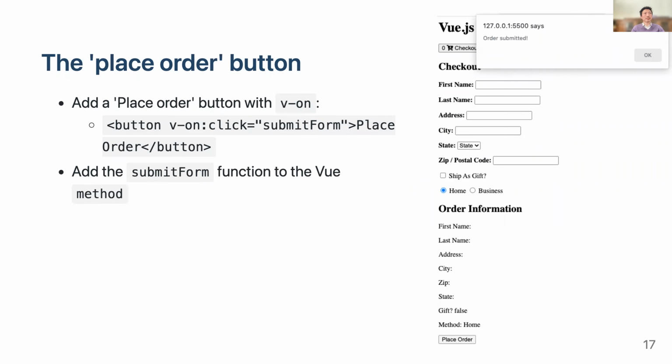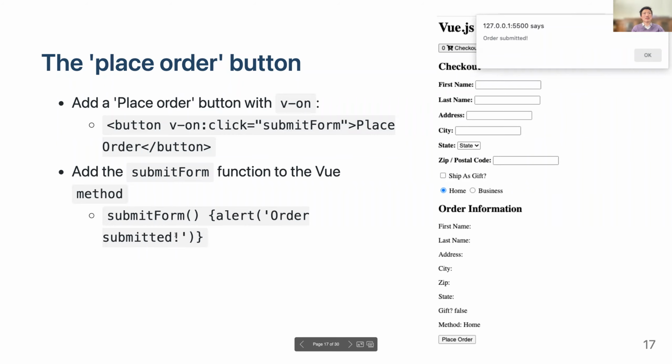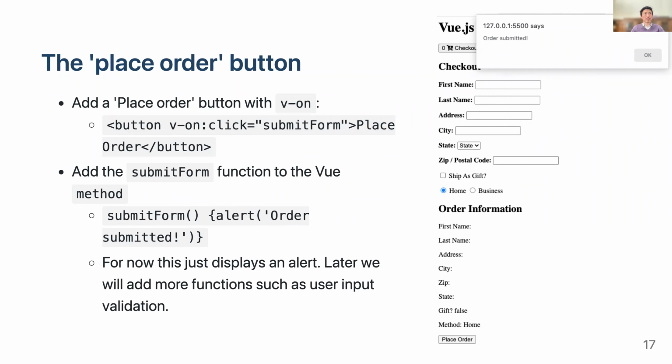Okay, and so here the submitForm has to be a function defined in Vue, and it could be as simple as just saying alert order submitted, and so I see something like this. Okay, and it doesn't actually process the order or charge the user's credit card, but you can potentially add these quite easily, but we'll just do that for now.